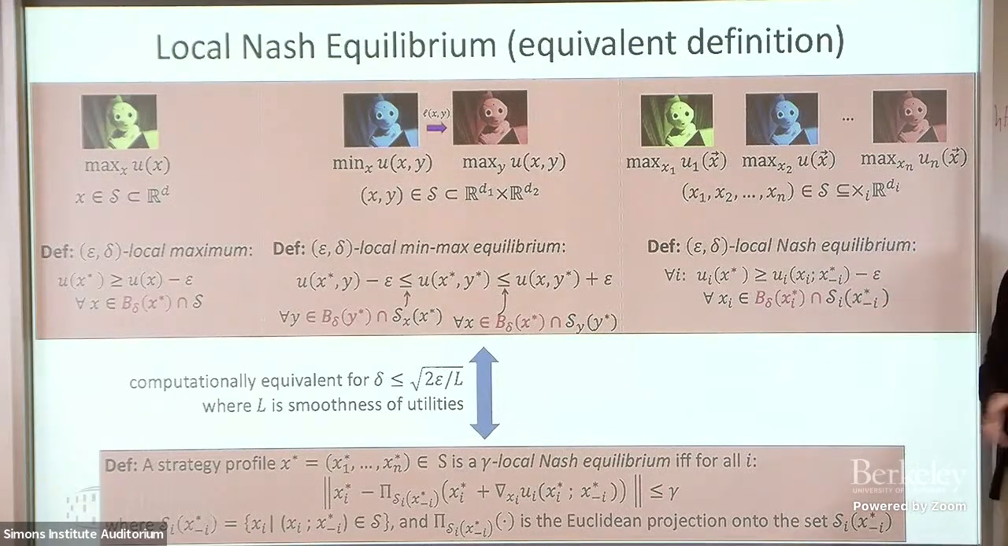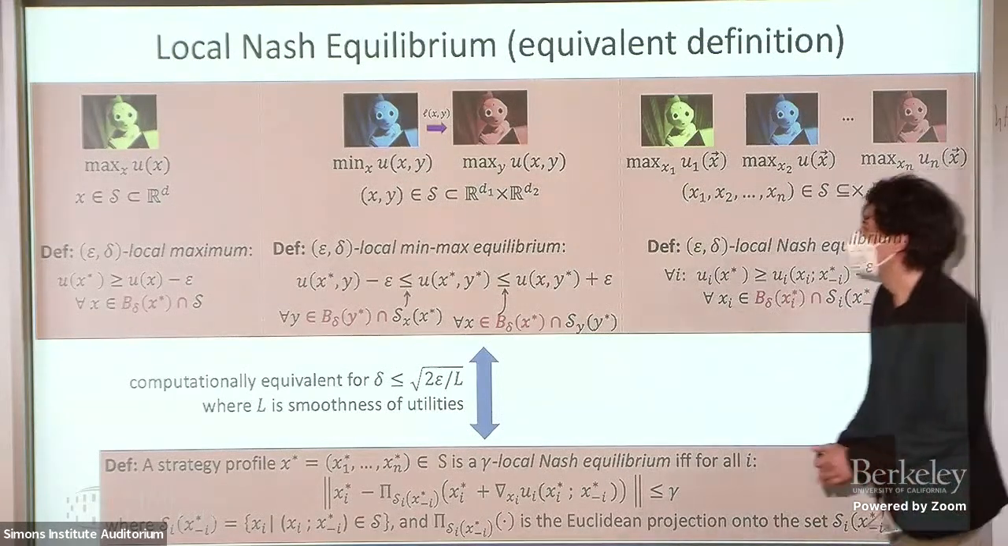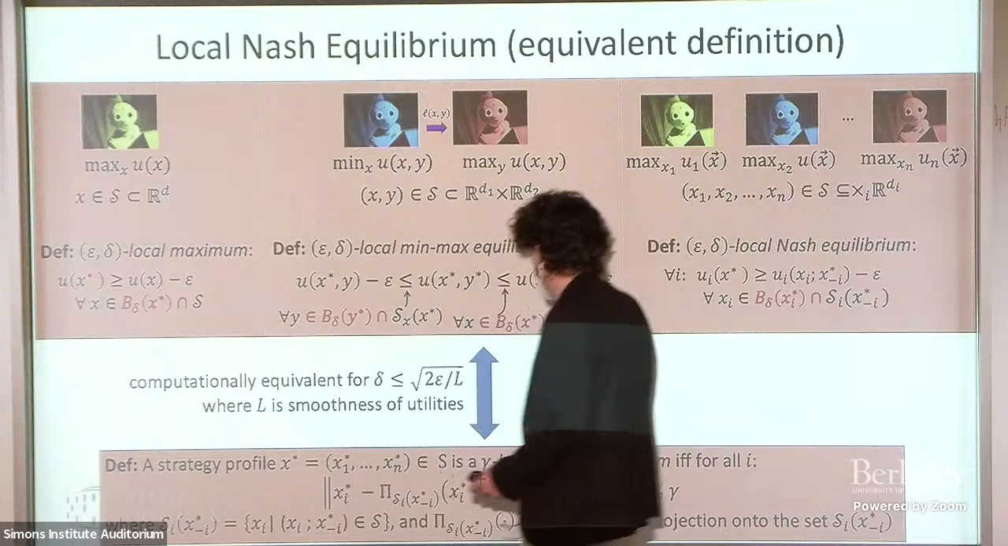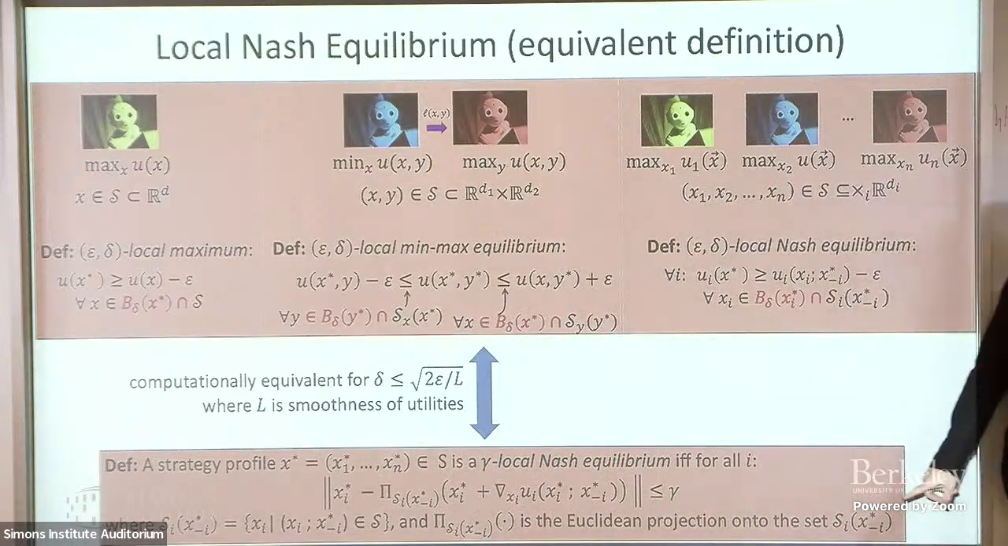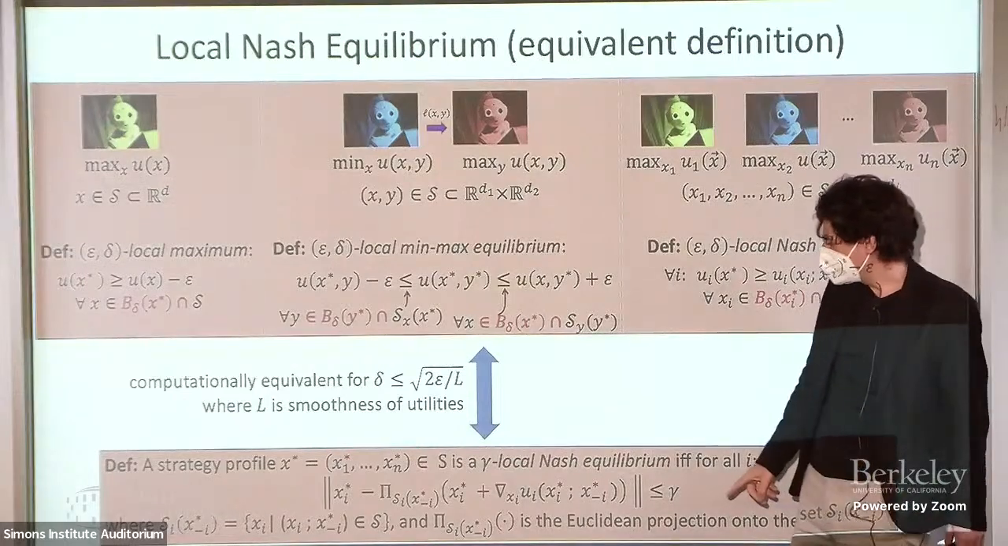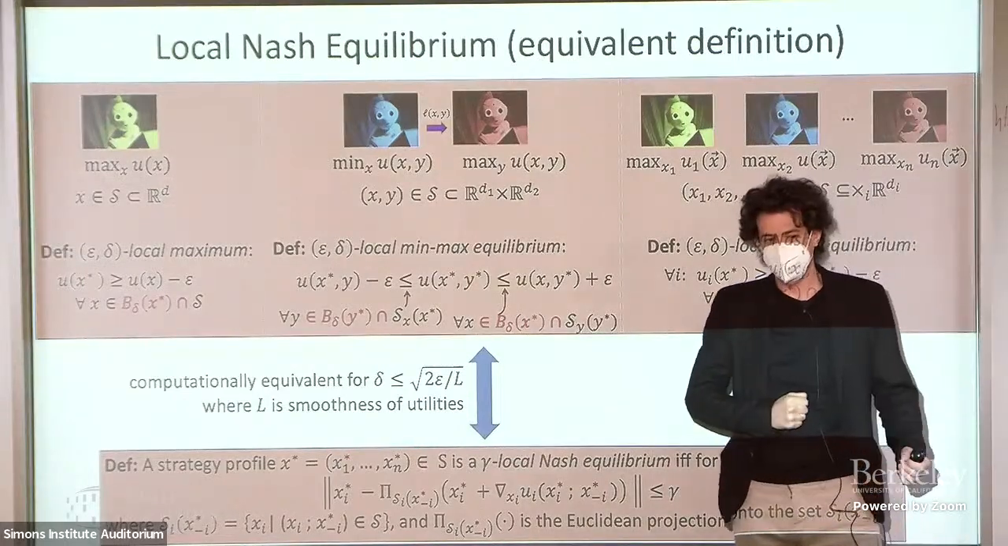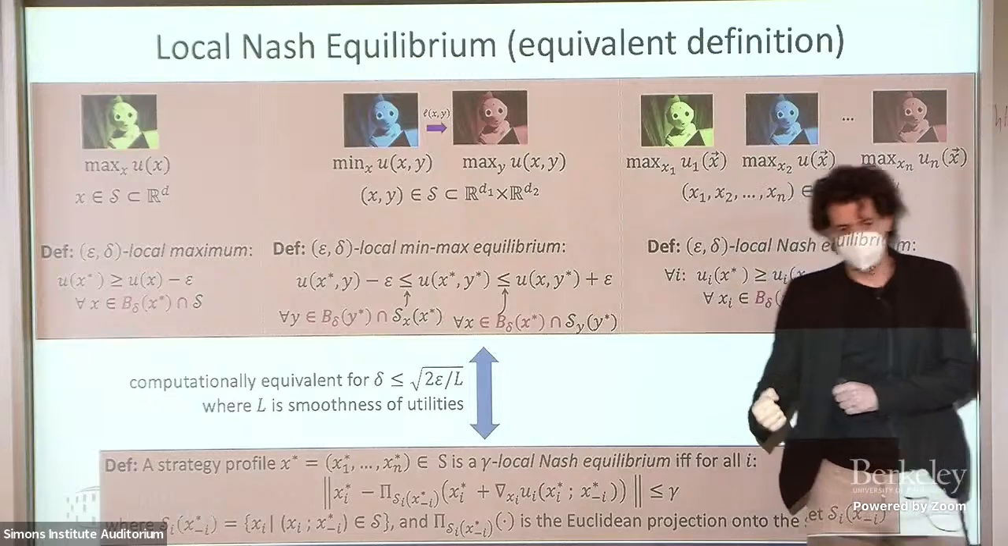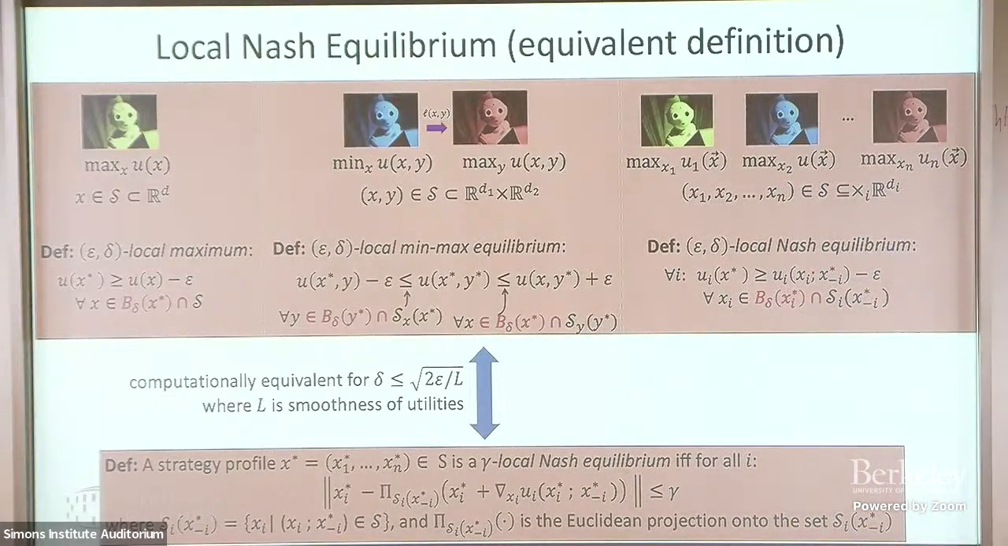If you consider approximation, this is the approximate version of the notion I was talking about before. An agent will not be changing their point by more than gamma if they do a gradient step. This is what this says. Rather than exact equality, here it's an approximate version. I could change, but it just changes a little bit.